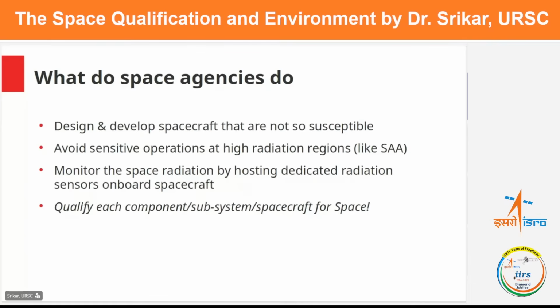So what do space agencies like ISRO do? They design and develop spacecraft and subsystems that are not so susceptible, so they are robust, and they avoid such regions. We would not want to do very sensitive operations during high radiation regions, for example when going through the South Atlantic Anomaly, or during a radiation storm in the core of the Van Allen belts. And of course, from a monitoring perspective, we monitor this kind of space radiation by hosting dedicated radiation sensors on board our satellites.